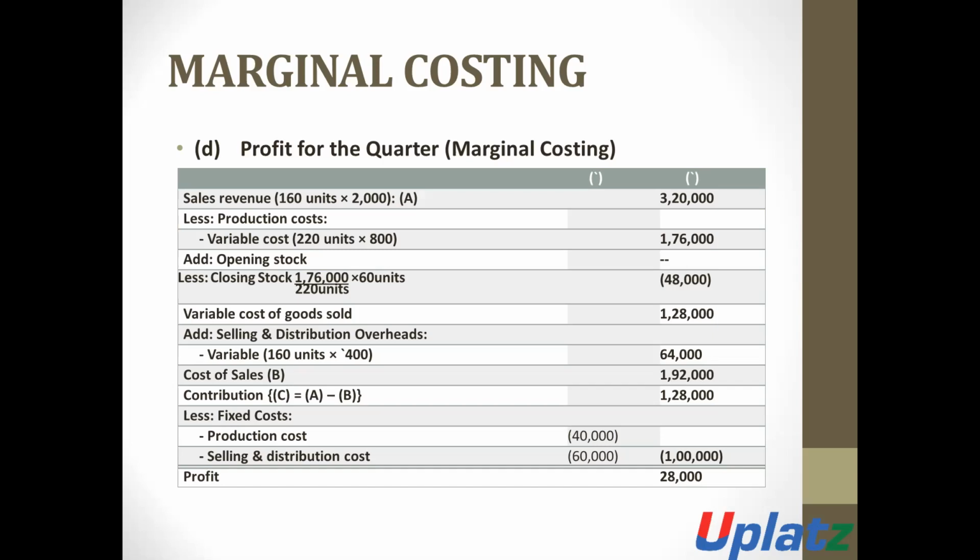Now we will reduce all the fixed costs. Production cost 40,000 and selling and distribution cost is 60,000. Total amount of fixed cost is 1 lakh. Then the amount of profit as per marginal costing is 28,000. And as per absorption costing it is 40,000.